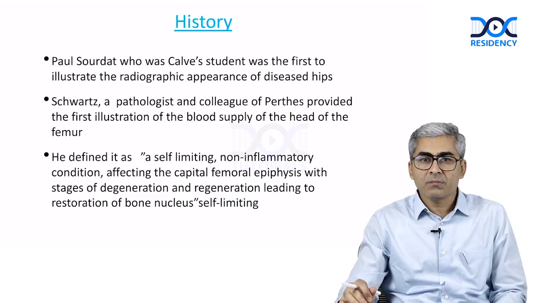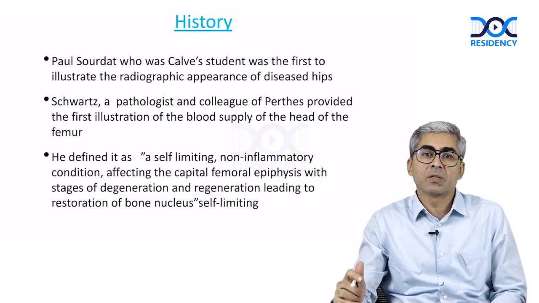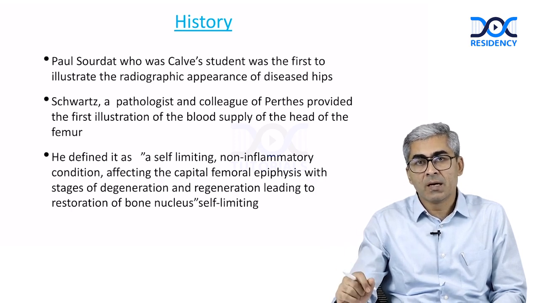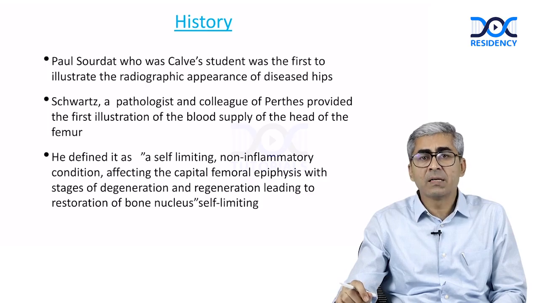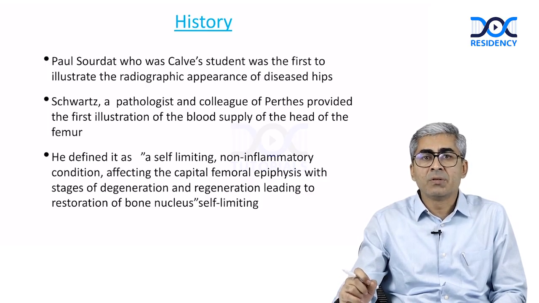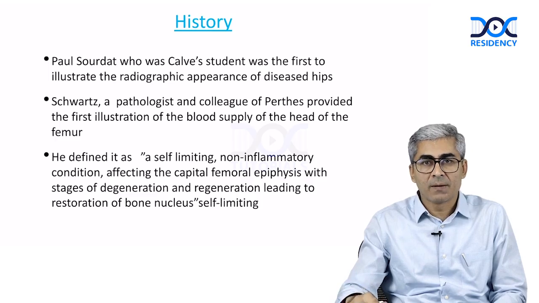Paul Sodat, who was also a Carl student, explained the radiographic appearances of these diseased hips, and Schwartz was a pathologist and a colleague of Perthes who provided the first drawn illustration regarding the blood supply of the femoral head. And he also defined it as a self-limiting condition, which is non-inflammatory in nature, which leads to femoral head deformation and then restoration of the shape and supply.